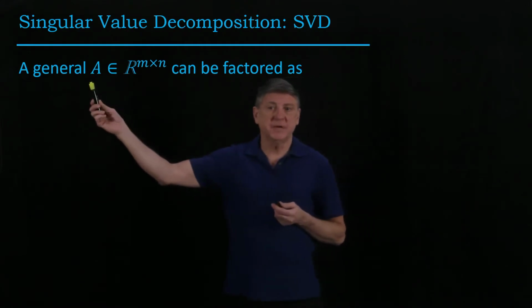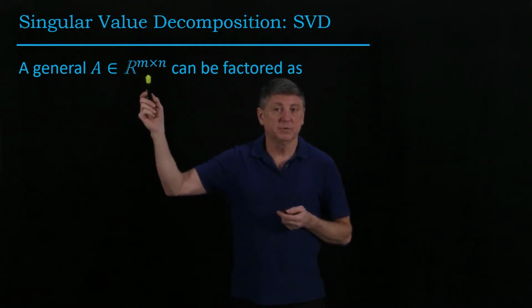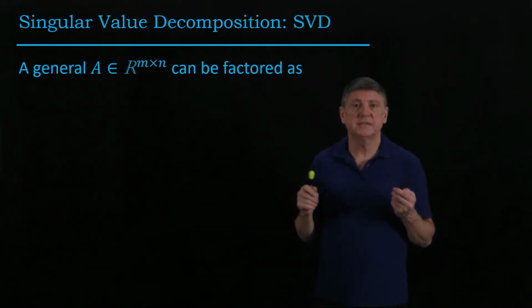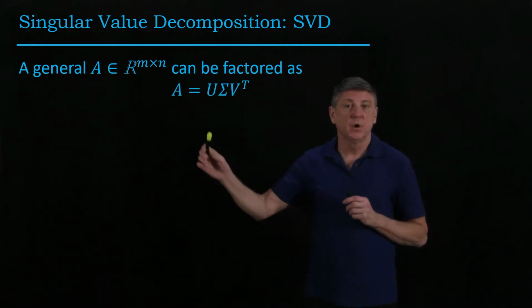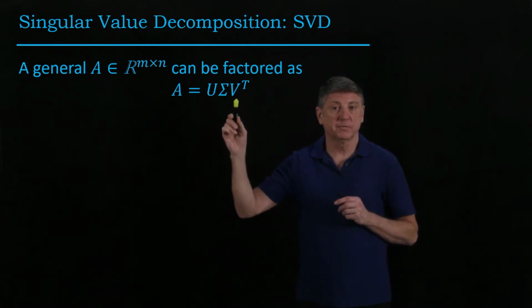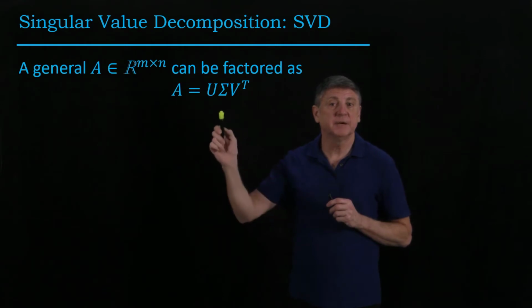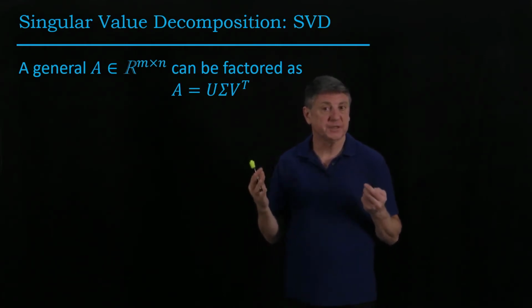If we have a matrix A that has all real entries and it has m rows and n columns, then this important theorem says that A can be factored as a product of three matrices. One of them is referred to as U, one of them is referred to as V, and then a new one is sigma. Sigma is the Greek letter pronounced S, and that's for the singular values.